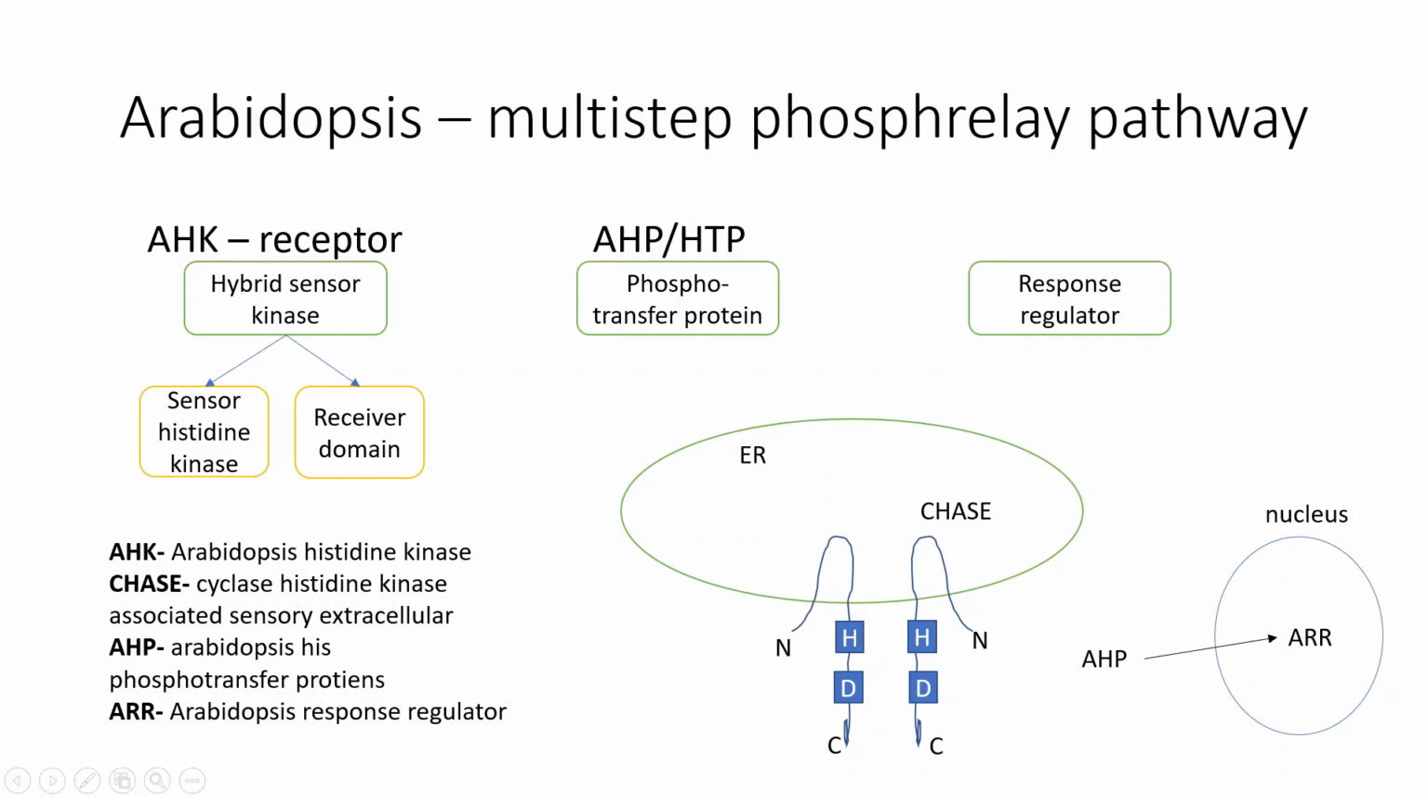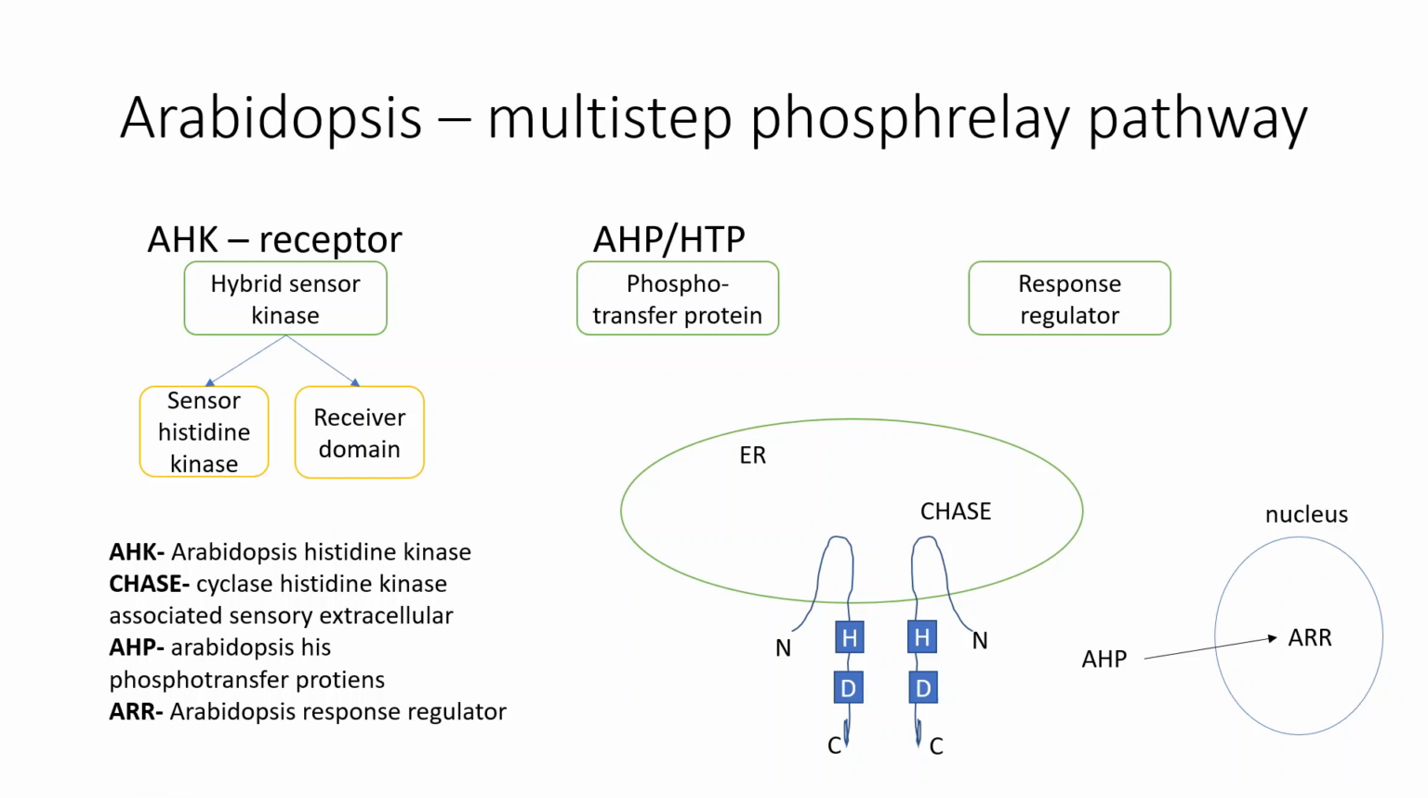And finally the phosphate from here is transferred to AHP, which is Arabidopsis histidine phosphotransfer protein. It functions as a signaling shuttle between cytoplasm and nucleus, as it transfers the phosphate from cytoplasm to the nucleus response regulator. The response regulator is called here the Arabidopsis response regulator, and finally it shows gene regulation.